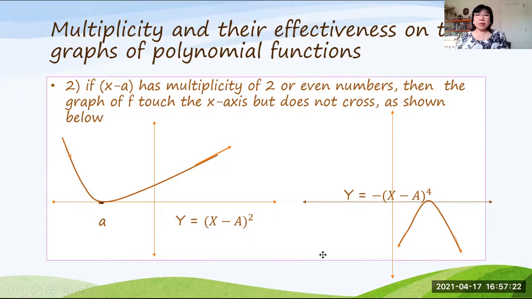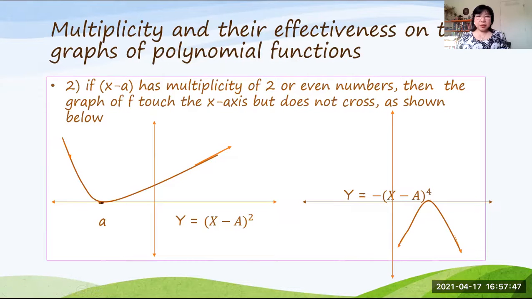Again, if you look at the right function here, this is another shape of parabola. It touches the x-axis here. And in this case, we have a minus sign, and that's why this opens downward. And here we don't have a degree of 2, but we have a degree of 4.